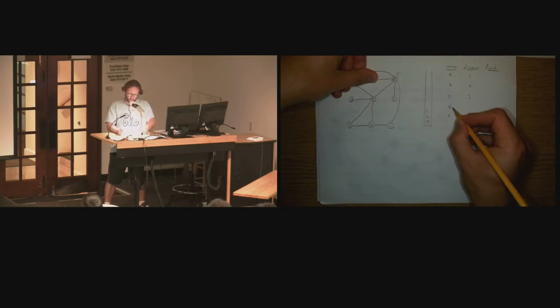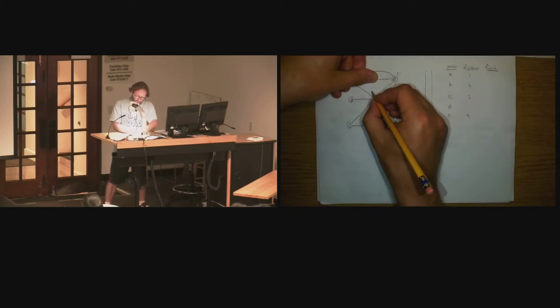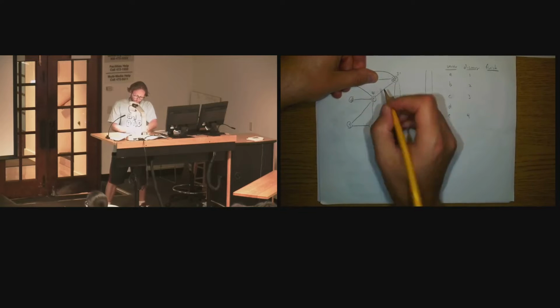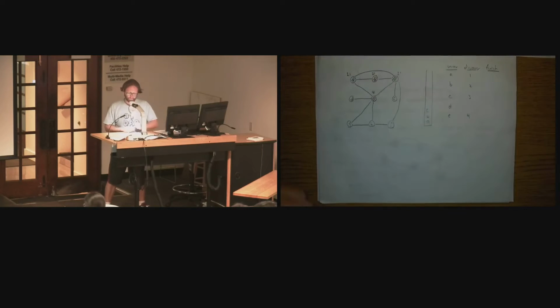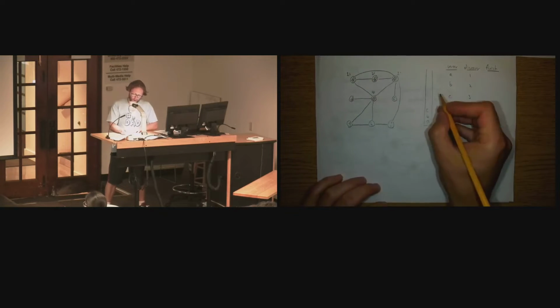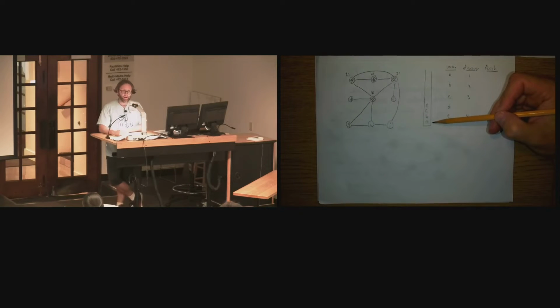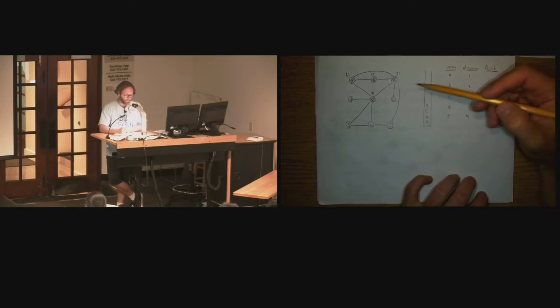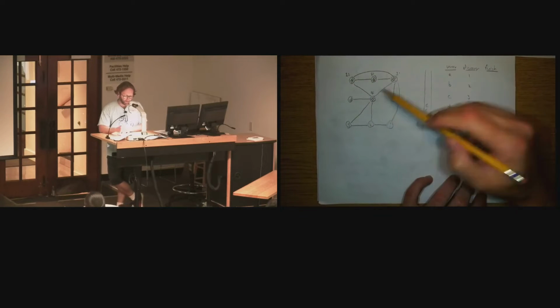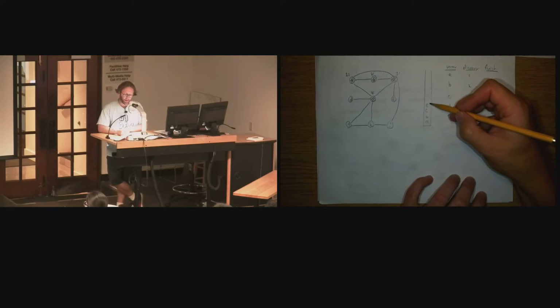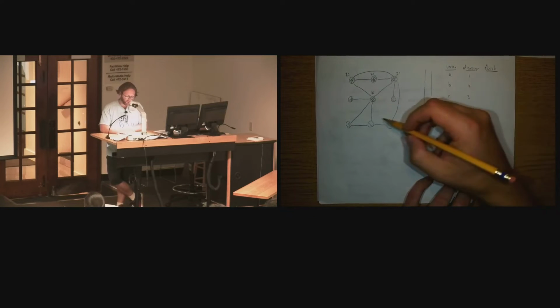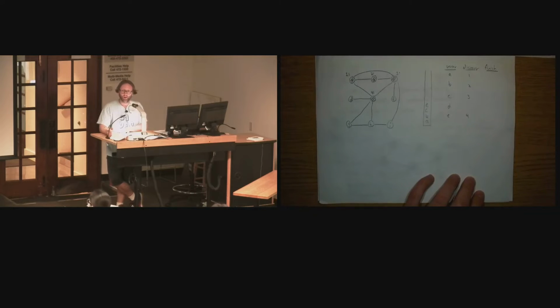I'll leave room here for D. And we discover it at timestamp 4, and color it gray. Okay? And we push it onto the stack. At this point, look at our stack. Our stack represents the path that we've followed so far. We went from A to B to C to E. A to B to C to E. If we were to reverse this, it would take us all the way back to the beginning.